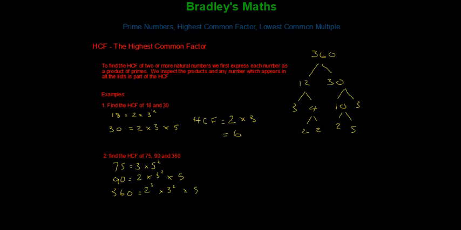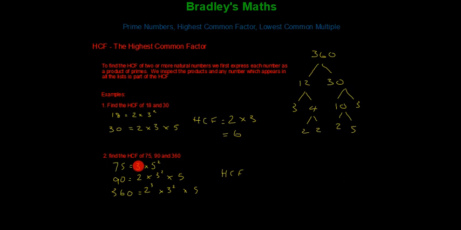And our HCF, our highest common factor. What's the biggest number that divides into 75, 90, and 360? So we look at our three sets of numbers. 2 appears in this one and this one, but does not appear here. So 2 is not common at all. So there are no 2's in the HCF.